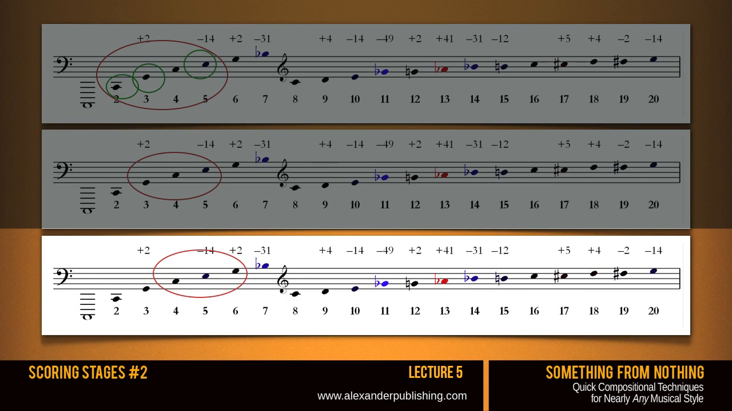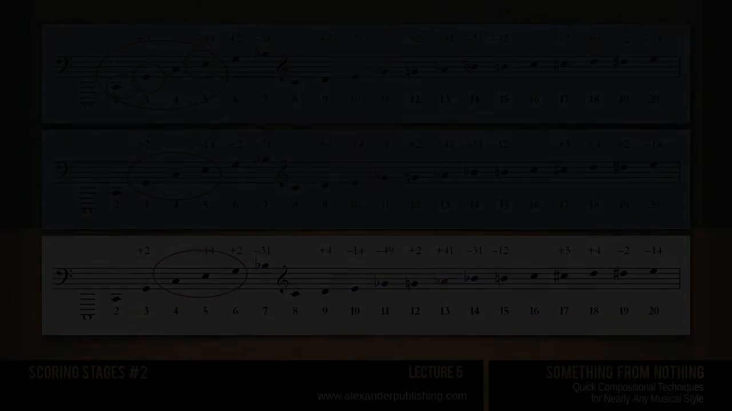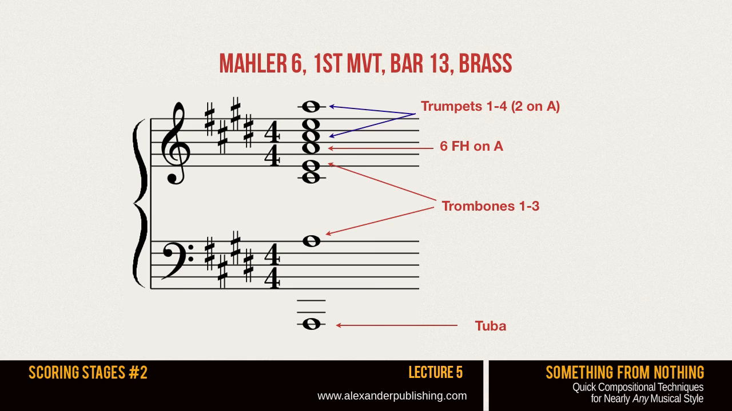This third group shows the first triad in root position on C. The pitches are C3, E3, and G3. You're looking at a brass tutti from bar 13, the first movement of Mahler's Symphony No. 6. If you worked out the harmonic overtone series on A, you'll see that this brass voicing follows it. The chord is fortissimo, and I've marked for you how the brass is dispersed.